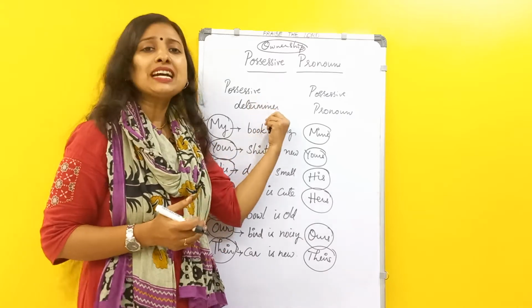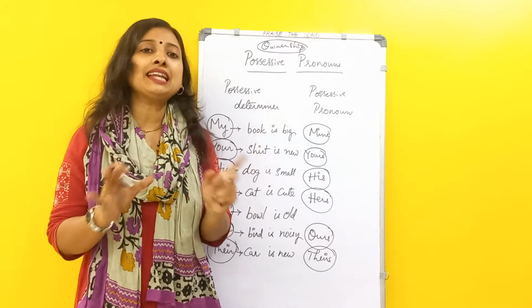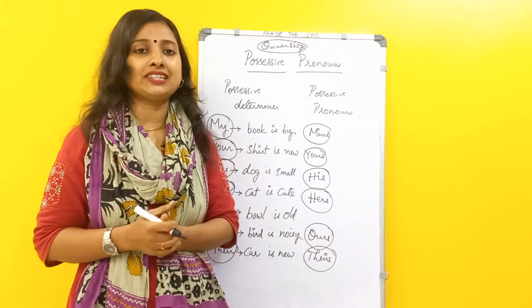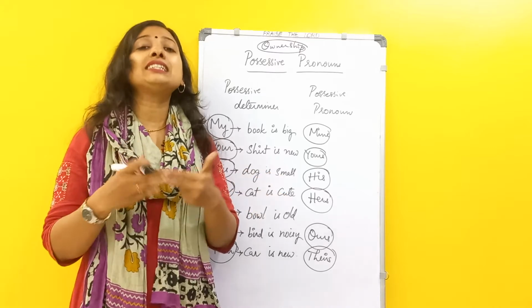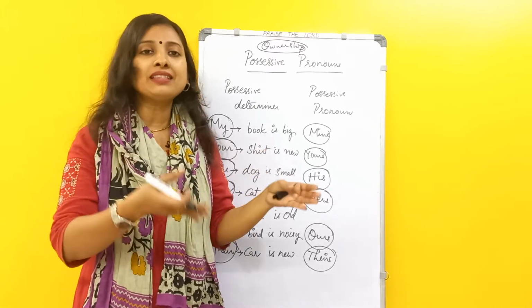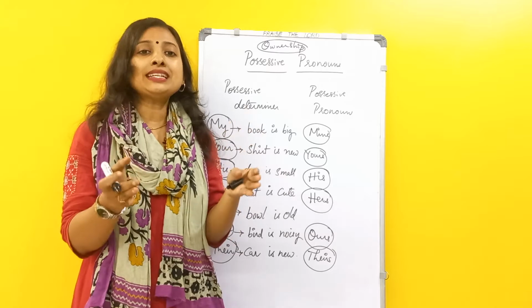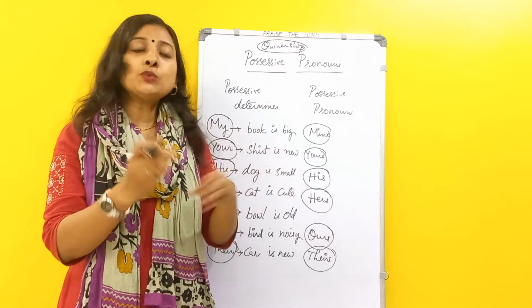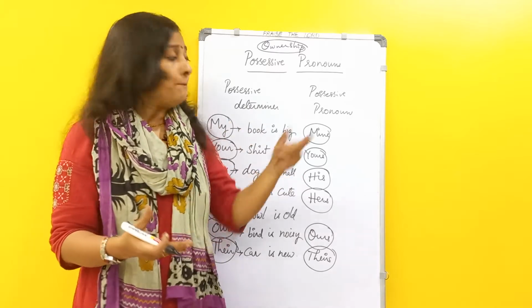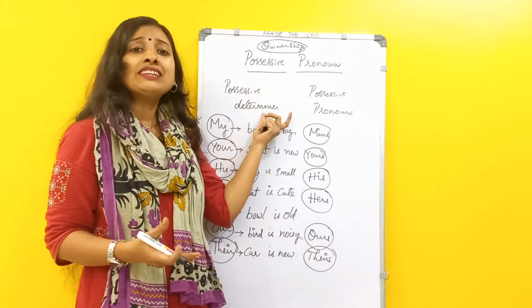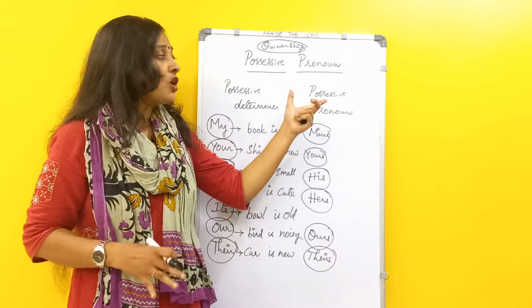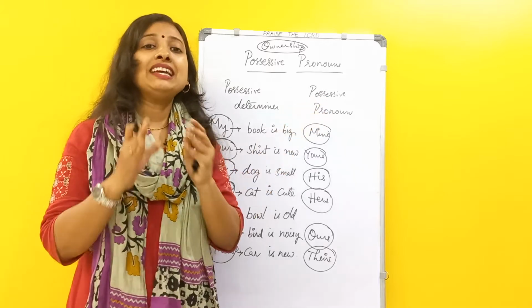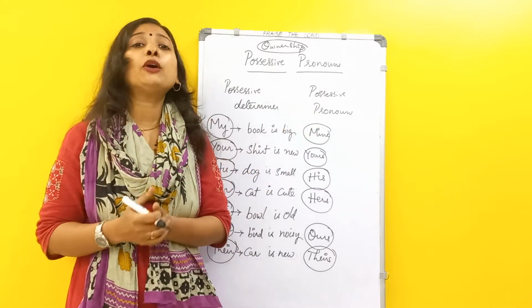But what are these determiners? These determiners are actually adjectives. So what are adjectives? Adjectives are describing words. They will be describing the nouns. So we are using nouns and pronouns will replace the nouns. But why is this possessive determiner here? Because when we are talking about possessive pronouns, they will actually mention the ownership.